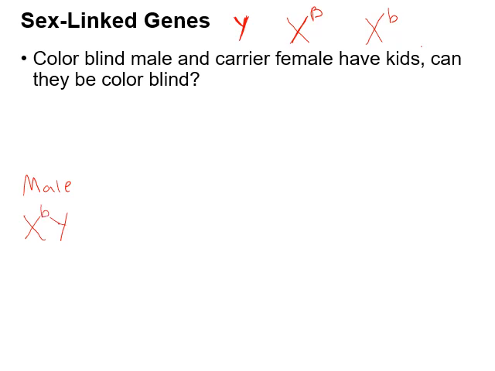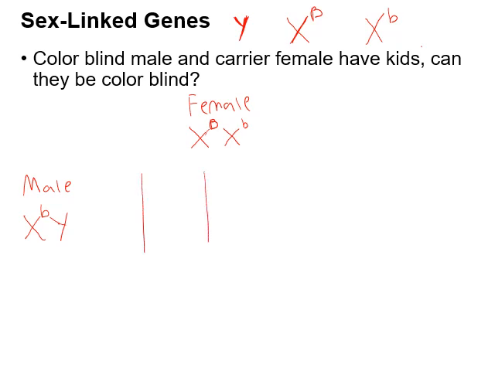Then the female, it says that she is a carrier. First of all, we know she's a female, so we've got two X chromosomes. If she's a carrier, that means the same thing as if she was a carrier for cystic fibrosis. It means that she's heterozygous, so she's got one capital B and one lowercase b. She carries that recessive allele, but she herself is not colorblind, because she also has the dominant allele along with that recessive allele.